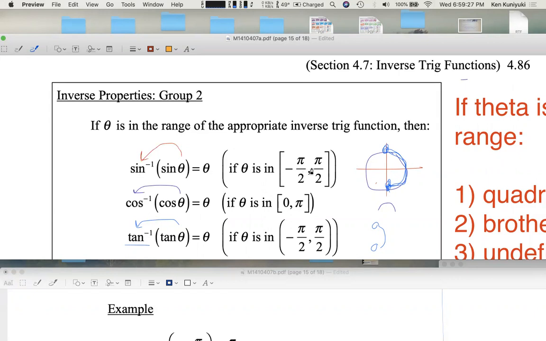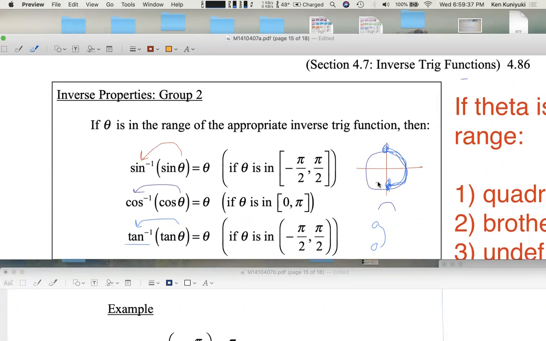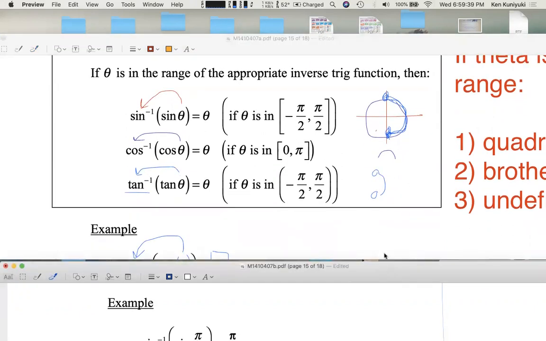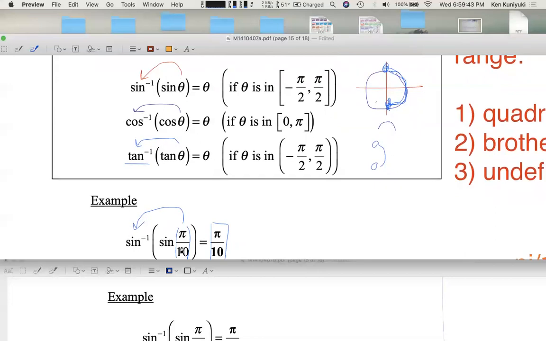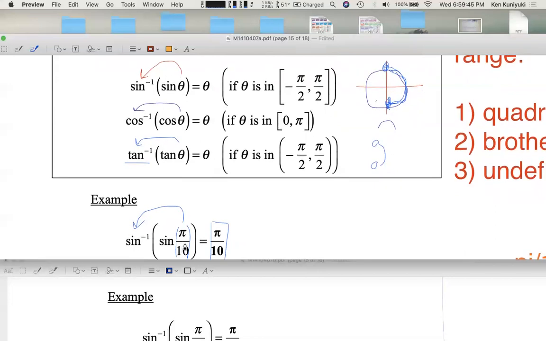Notice that the acute angles from 0 to pi over 2 are all in all of these ranges. So if theta is acute, then certainly theta is the final output. So for example, take here pi over 10. Pi over 10 is an acute angle, it gets spit out.